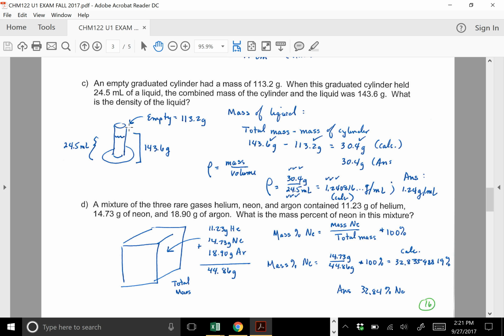So of course, once we have that total, all we got to do is take the mass of neon, which is 14.73 grams, divided by the total mass, 44.86 grams. You know, this whole drawing stuff is kind of like, you're like, I don't need to do that. But if you do it like this, then you can go right to the mass of neon. Because sometimes, if you're like me, there's just too many numbers and too many words. But a drawing makes a lot more sense to me.